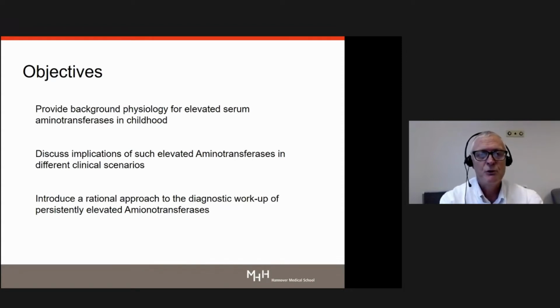We're talking about abnormal transaminases. That's hopefully not too boring to you. I feel it is important to talk about this topic, not only to general pediatricians, but also amongst ourselves, amongst pediatric gastroenterologists and hepatologists. I would like to provide some background physiology for elevated serum transaminases. I would like to discuss the implications of these in different clinical scenarios. And I would like to introduce a rational approach for the diagnostic workup of persistently elevated abnormal liver function tests, or formerly aminotransferases.